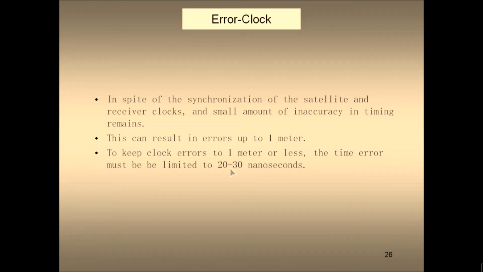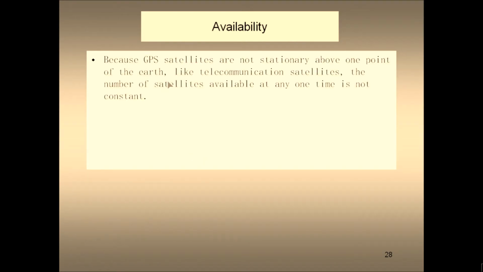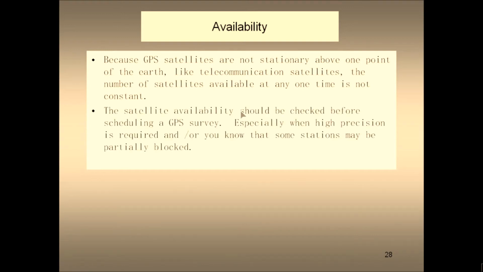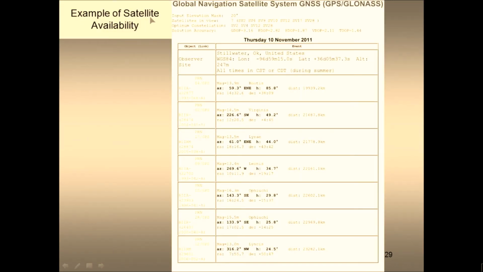We have availability, because GPS satellites are not stationary above one point, they're moving. Like communication satellites, the number of satellites available at any one time is not constant. Satellite availability should be checked before scheduling GPS service, especially when high precision is required, or that some stations may be partially blocked. This is one of the sites. An example of selective availability for GPS and GLONASS. These are the numbers. You can have a look at it.